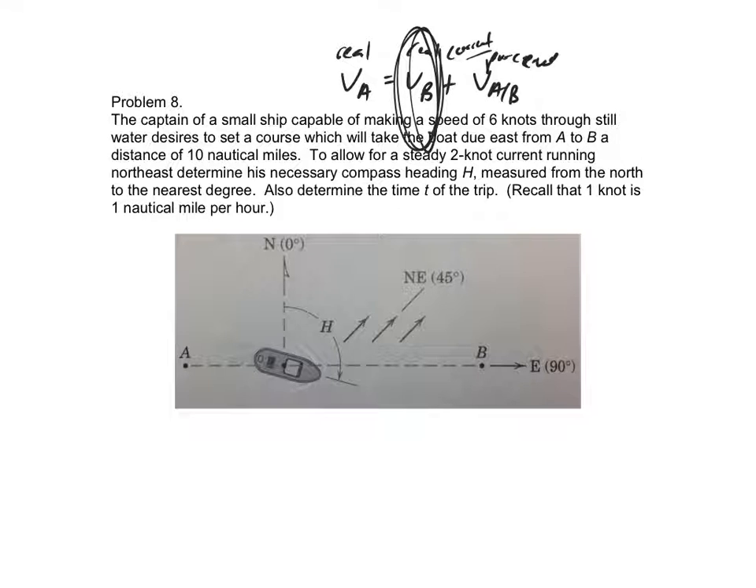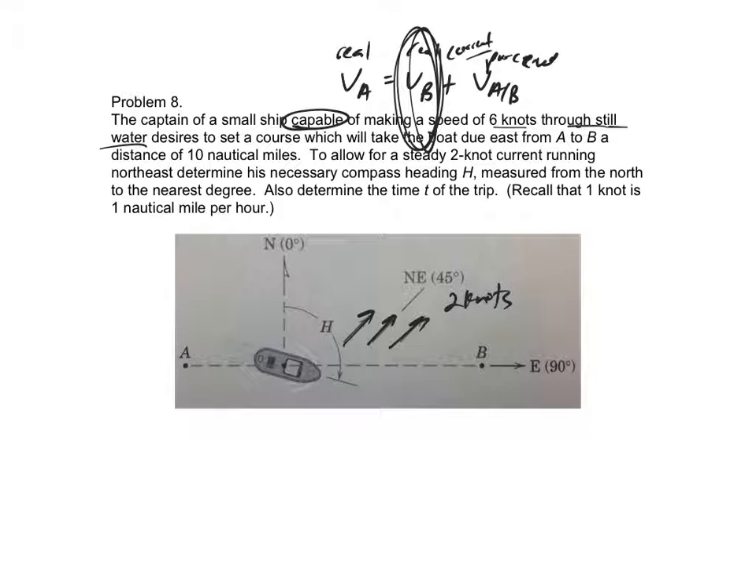Okay. All right, so the captain of a small ship capable of making a speed of 6 knots through still water desires to set a course which will take the boat due east from A to B, a distance of 10 nautical miles, to allow for a steady 2-knot current running northeast. Determine his necessary compass heading H, measured from the north to the nearest degree. Where does he need to aim the boat? Also determine the time of the trip. We call 1 knot 1 nautical mile per hour.